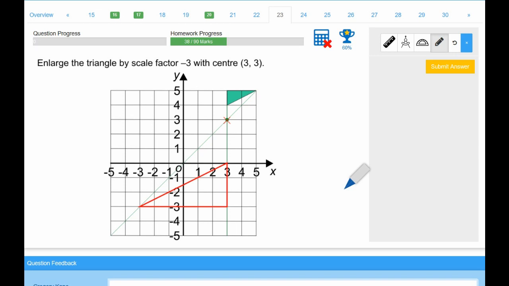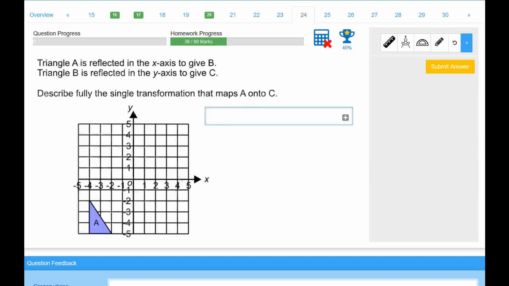combinations of transformations. So here, we're told that triangle A is reflected in the x-axis. Well, the question is, where is the x-axis? We know it's going to be here. So first thing I'm going to do is I'm going to translate this to give me B. So if that's my line, the x-axis, I'm going to reflect it. That point is going to go there.